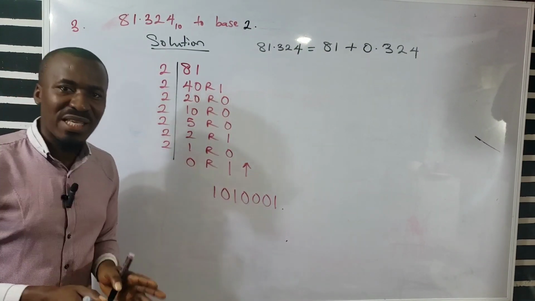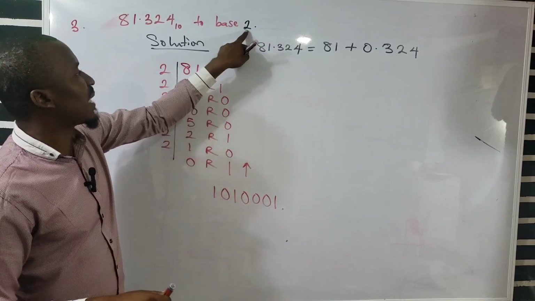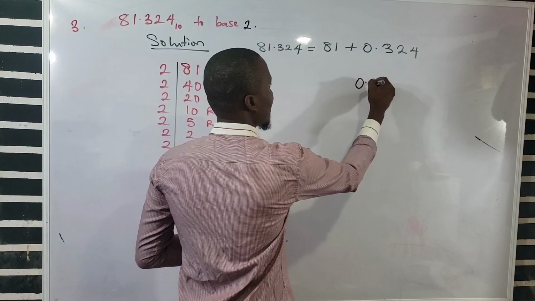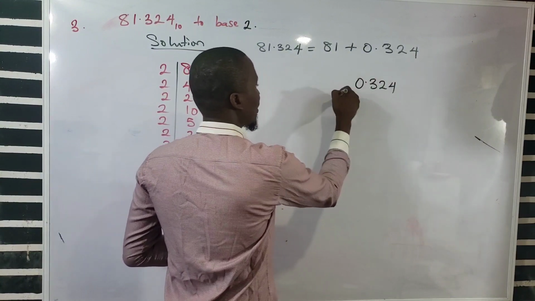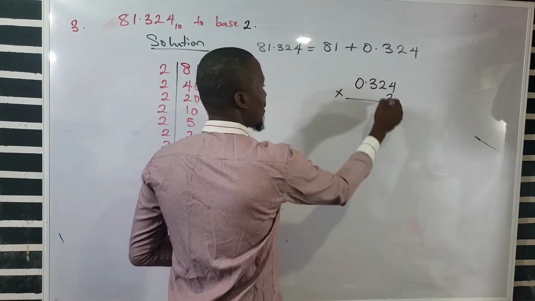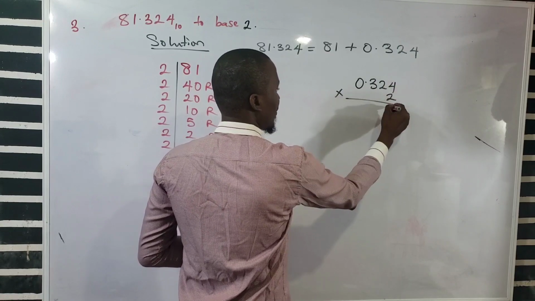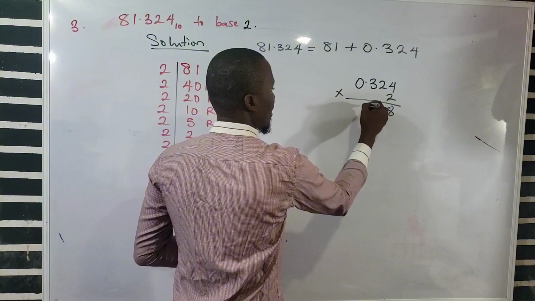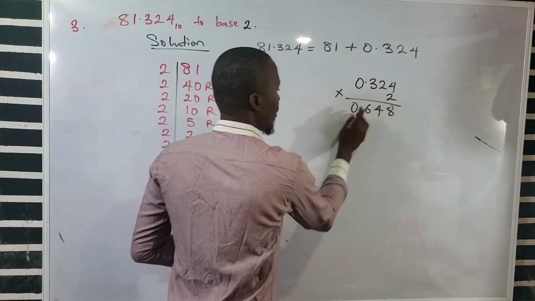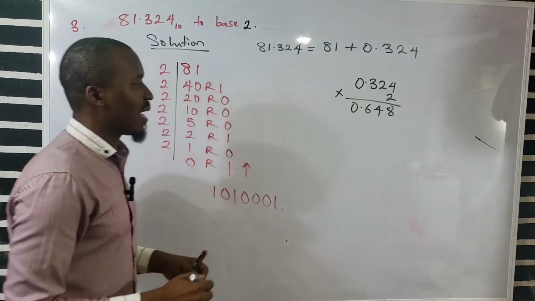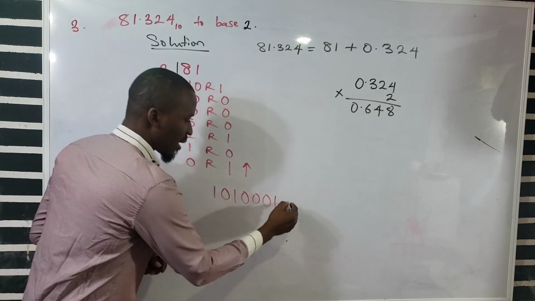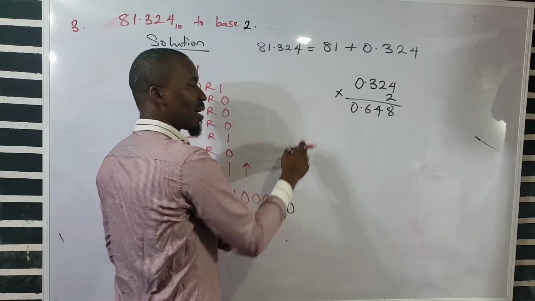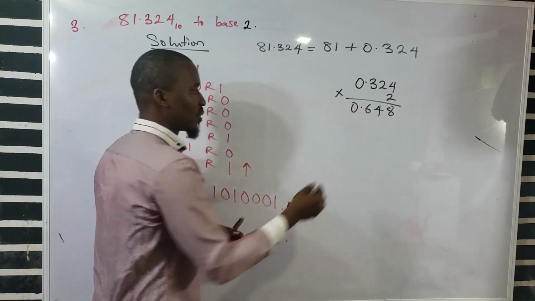Remember that for your decimal part, you keep multiplying by the base. So we have 0.324 multiplied by 2. That will give us 0.648. So this time around, the whole number we have there is 0. So you still pick it and put it here and multiply. Of course, when you remove 0 from here, you still have your 0.648.